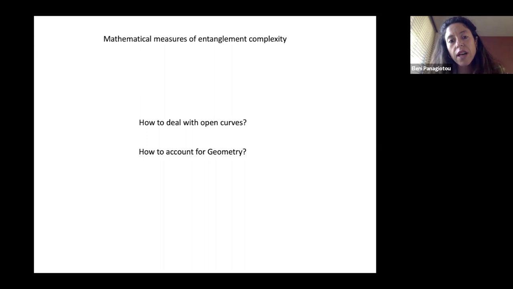So, I think for me, these are the biggest problems that have been the obstacle. And so this is what I will try to show today: that there are measures that can deal with open curves, that are inspired by knot theory, and that do capture information that is relevant to mechanics, because it's one thing to measure something and it's another thing to make a connection, to ask whether it gives anything useful in practice.